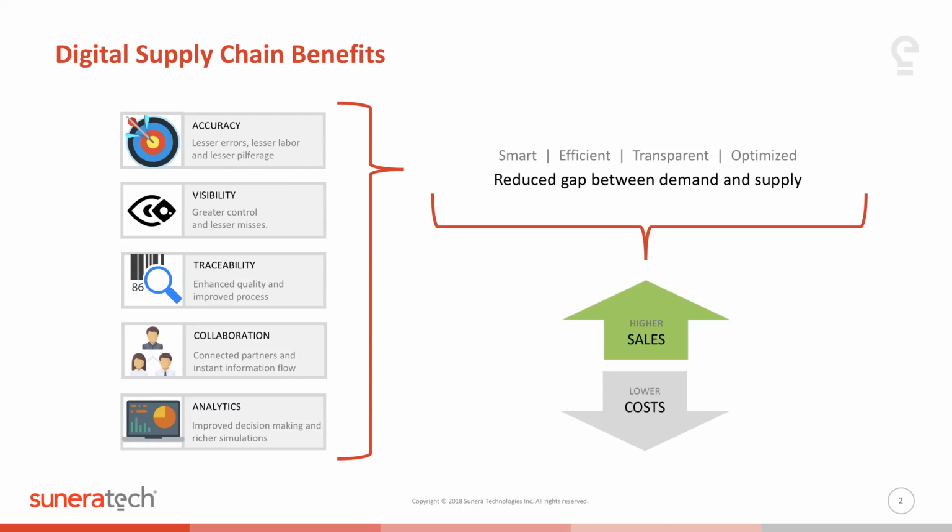In effect, what this all means is that your supply chain is much leaner and smarter. It's very transparent to all your suppliers and all your partners, and eventually it will definitely lead to an increase in sales and a reduction of cost.